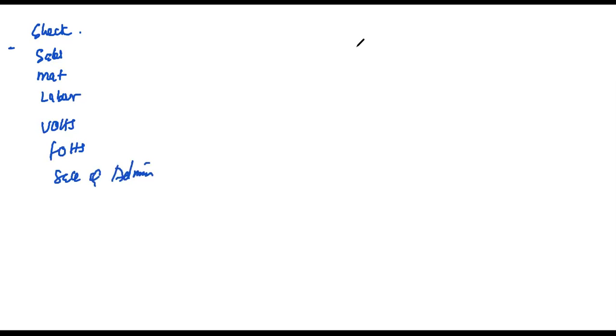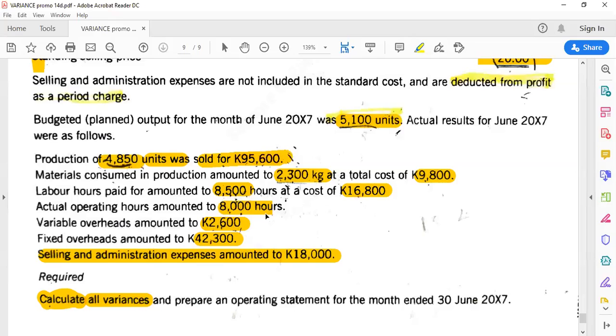So what do you do? You check. So how do you check? You got the question. What was the sales figure in the question? All you have to do is pick the figure from the question here. You don't waste time. Sales were 95,600. Material, 9,800. Labor, 16,800. Variable overhead was 2,600. Fixed was 42,300. Selling and admin 18,000. Simply copy and paste. Don't even think twice here.